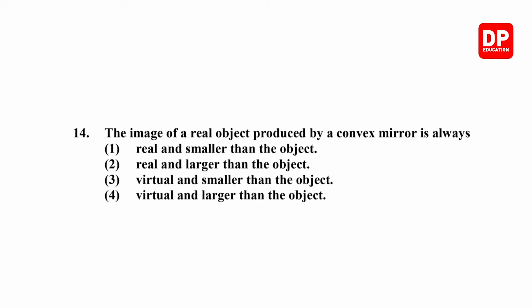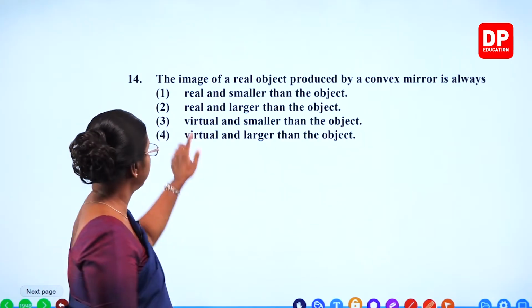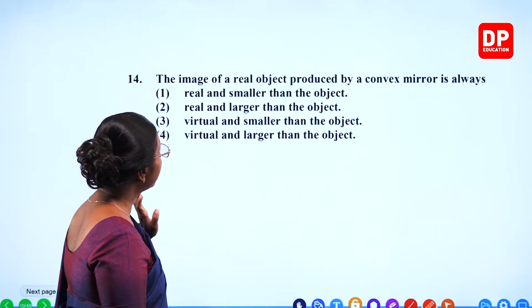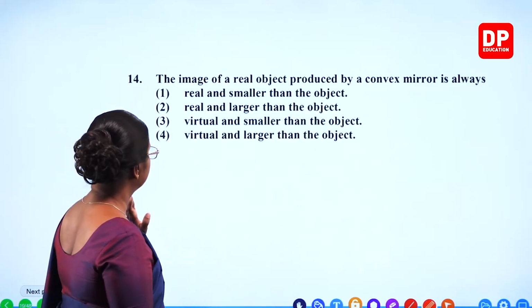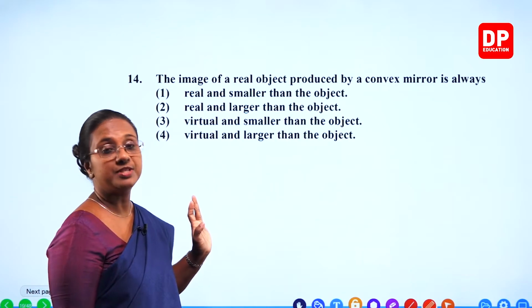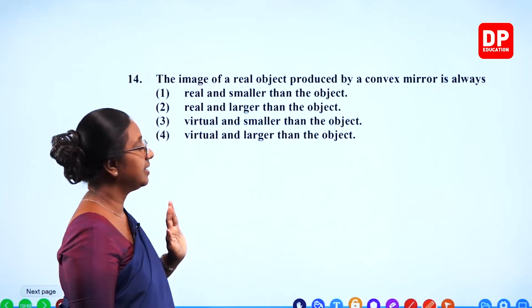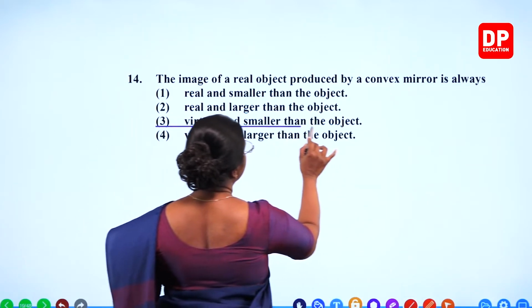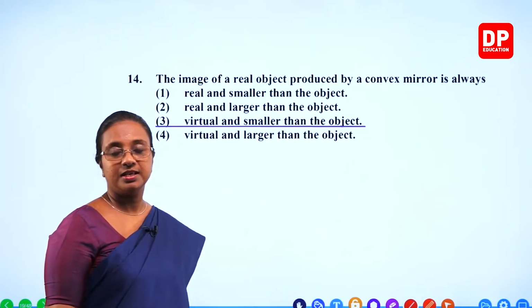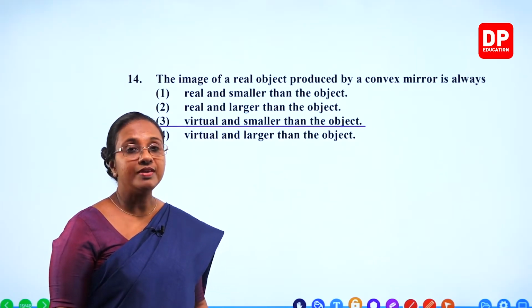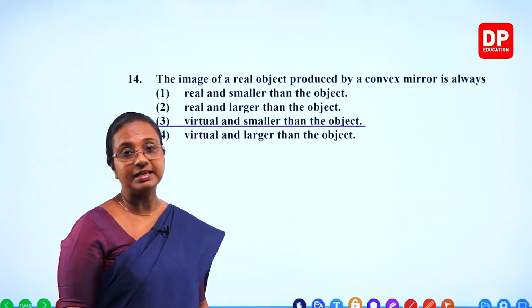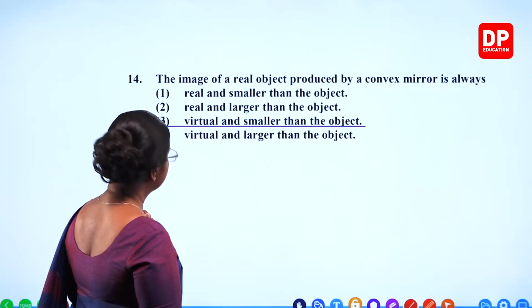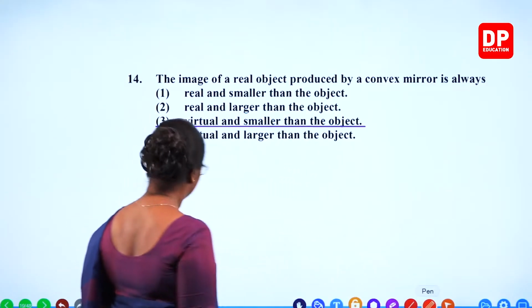So, the image of a real object produced by a convex mirror is always real and smaller than the object? No, it is not real. Real and larger than the object? No, it is neither. Virtual and smaller than the object? Correct. Virtual and larger than the object? That is also incorrect. So, the property is virtual and smaller than the object. Is that clear, students? So, it's always virtual and smaller than the object. So with that, we'll move on to the next question.